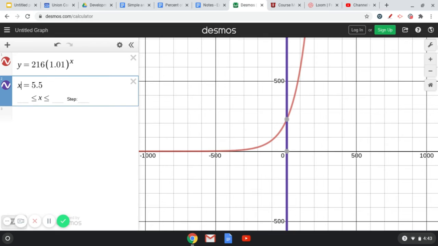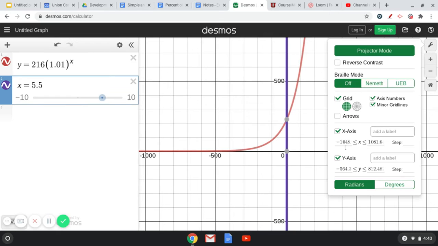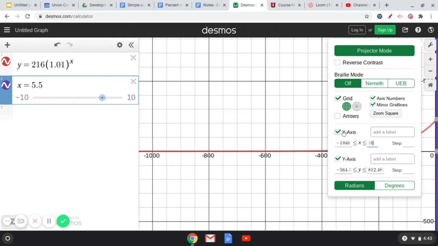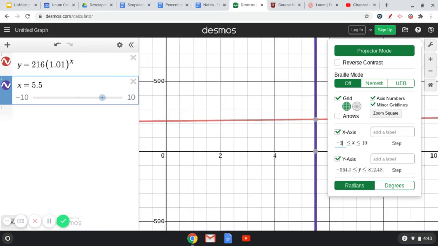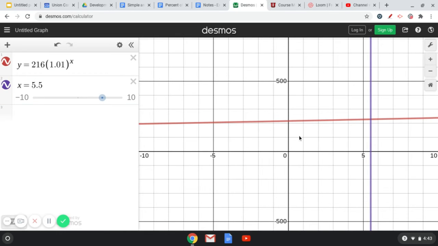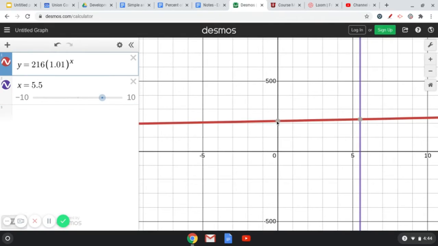Okay, so now you see we have two different lines. And I'm going to change our x-axis to go from -10 to 10. So this red line, remember, is our exponential function. This blue line is just to show when x is 5.5. So if we find these intersections, we find when the time is 5.5, which is the x value, and our y value will be the population, so 228.15.